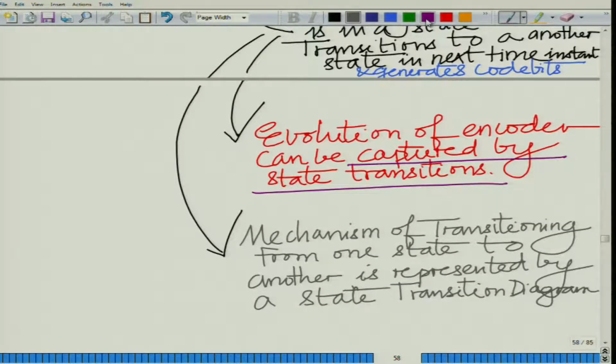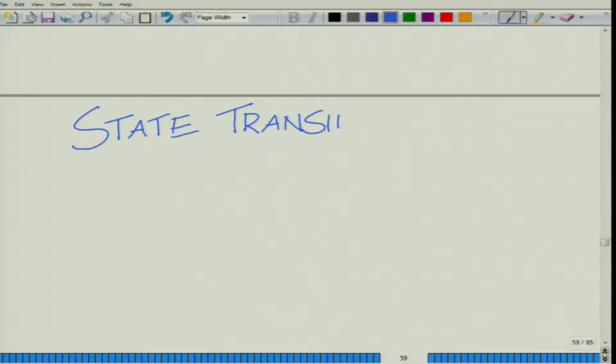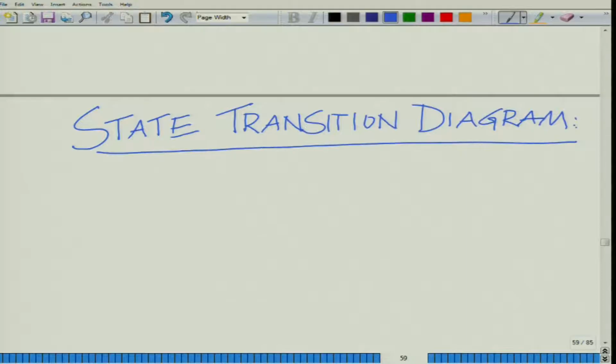So this mechanism of transitioning from one state to another is what is represented by the state transition diagram, which I am going to now illustrate. So we want to describe the state transition diagram for this convolutional code. And as we said, there are 4 states.